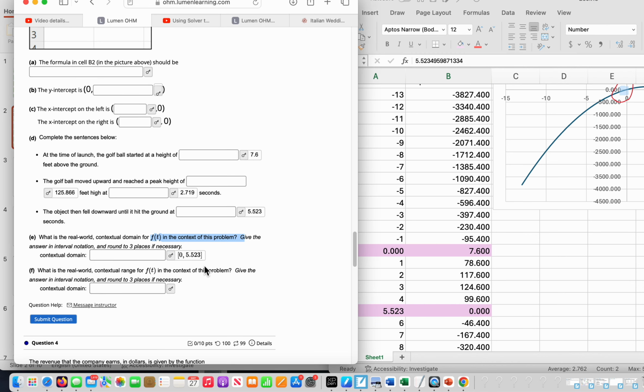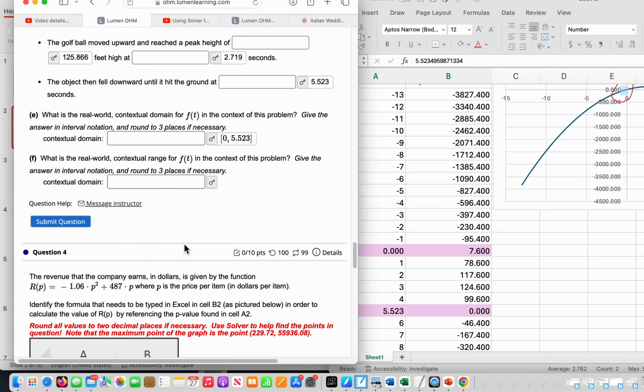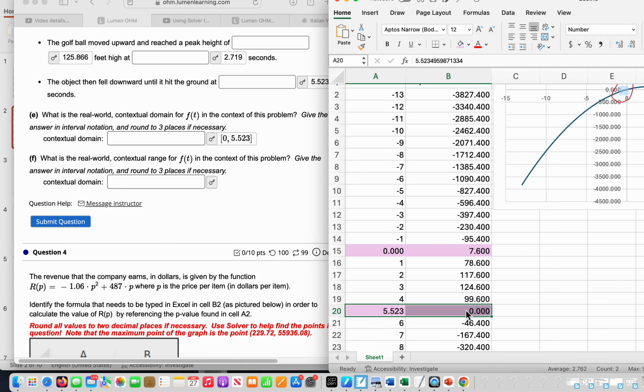And it asks you to write this in interval notation. So at time equals 0, meaning inclusive, we have a bracket, and then the greatest time is at 5.523 seconds, and when it equals 5.523 seconds, the height of the ball is 0 feet. All right.